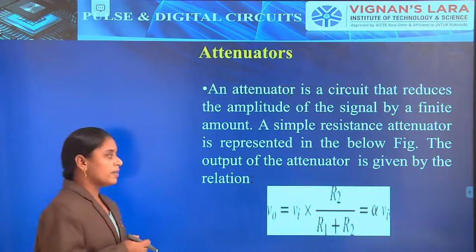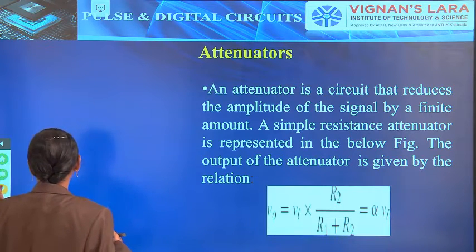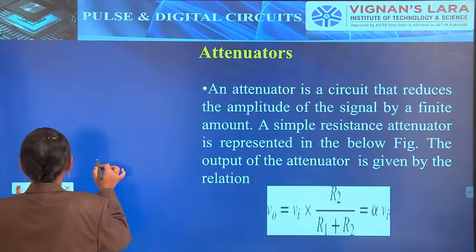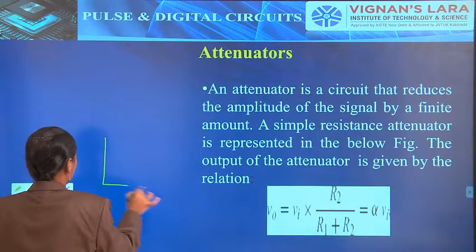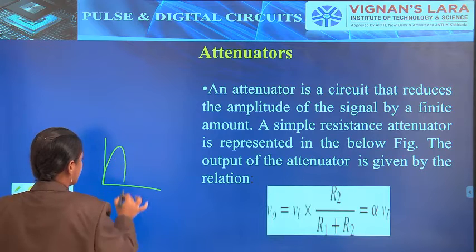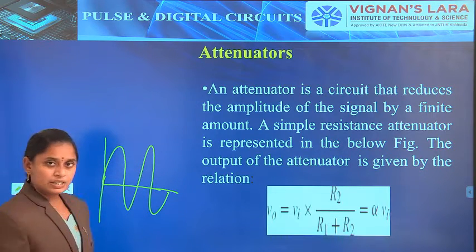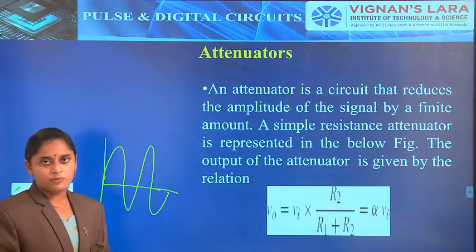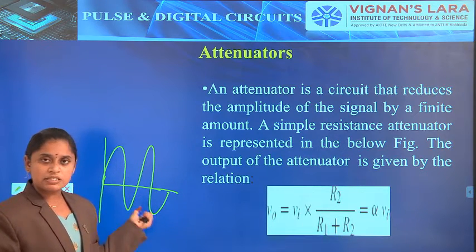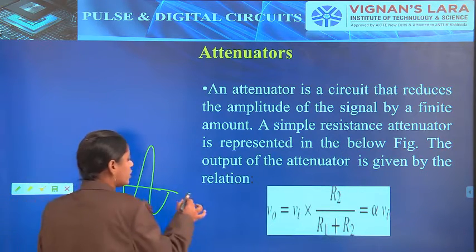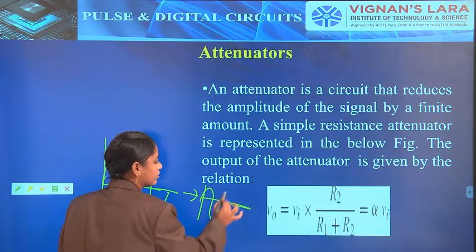For example, my input amplitude will be 15 volts, with a sinusoidal signal I am representing. I want to reduce the amplitude of this particular signal to 5 volts. Then we go for the attenuator circuit.